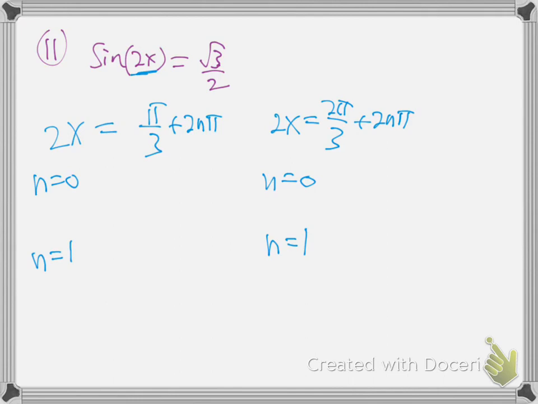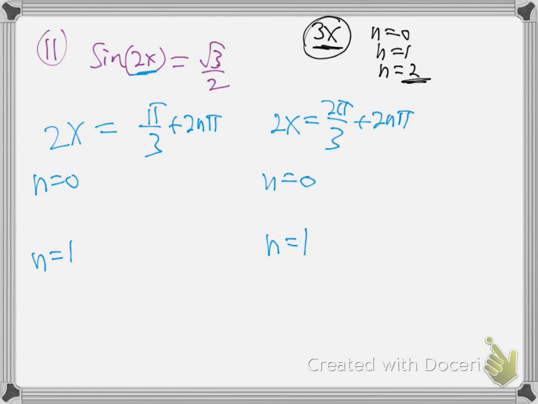So in other words, let me make sure this is clear. If you had 3x, you would have to do n equals 0, n equals 1, and n equals 2. You go up 1 less than the number you have next to the x. Does that make sense? Everybody making sense of that?